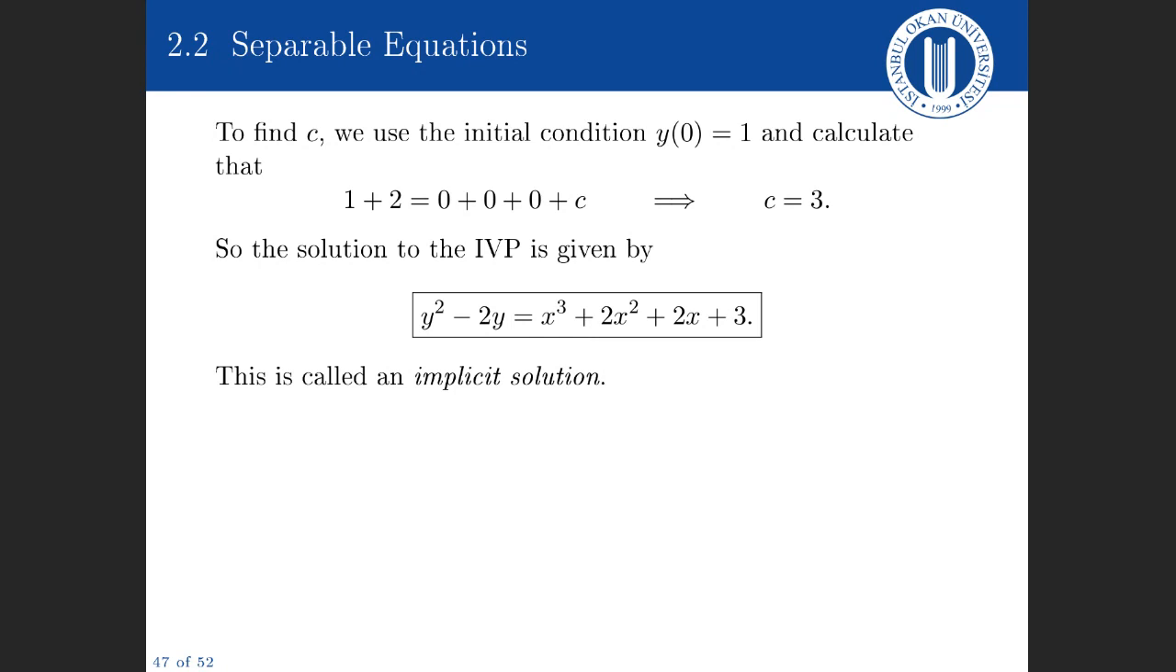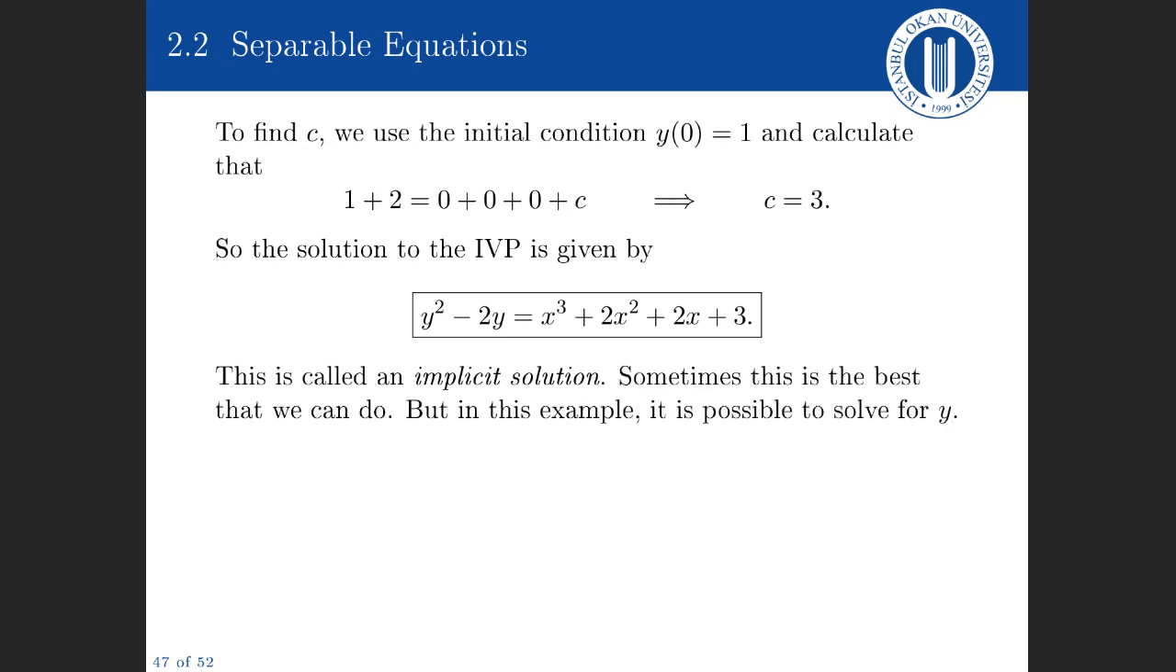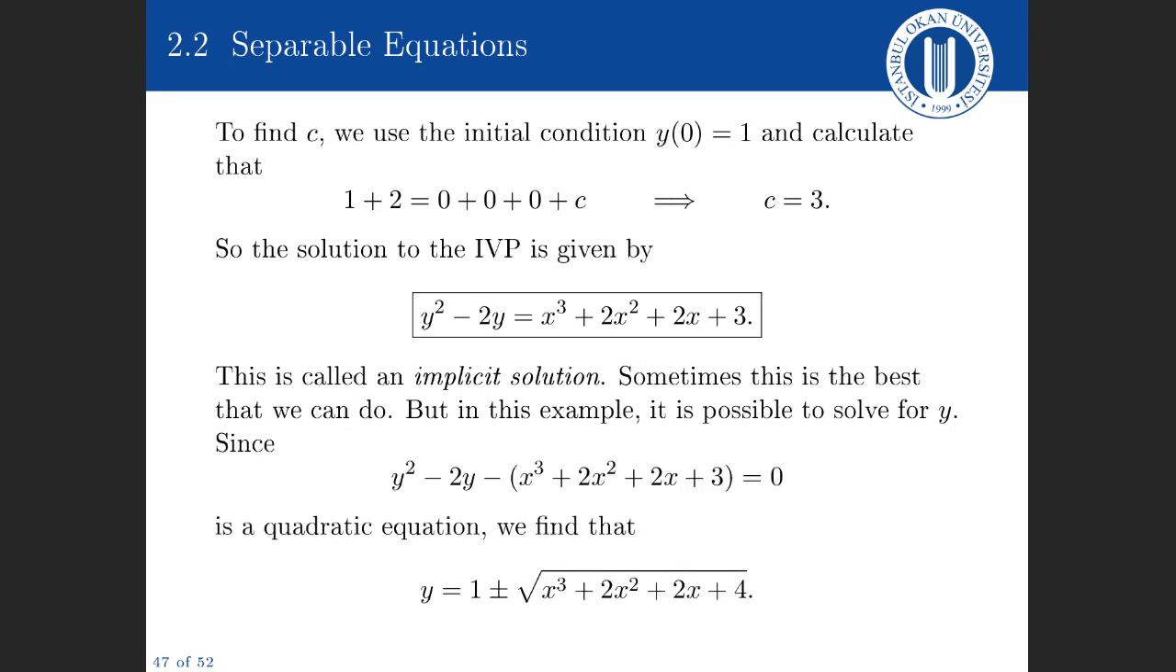An equation like this, where we have some complicated function of y instead of just y is equal to a function of x, is called an implicit solution. Sometimes this is the best type of solution that we can find. If that's the case, that is the answer to the problem. But in this example, it's possible to simplify our implicit solution. It's possible to solve for y.